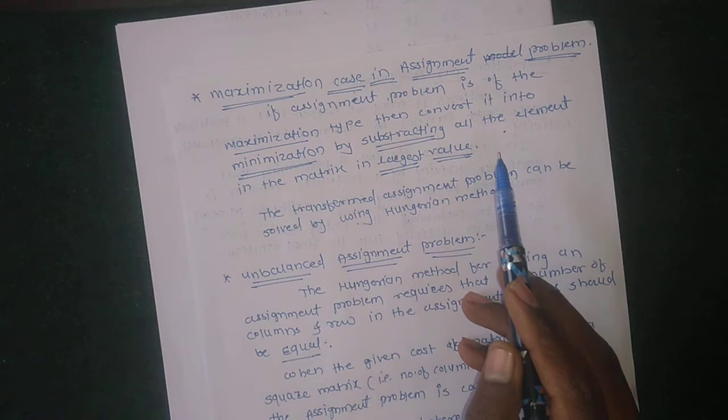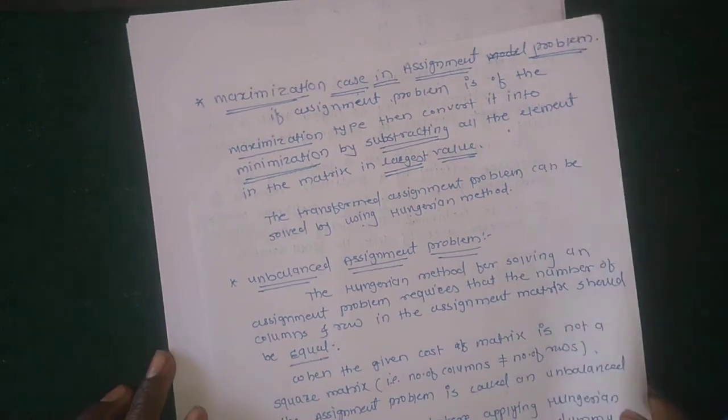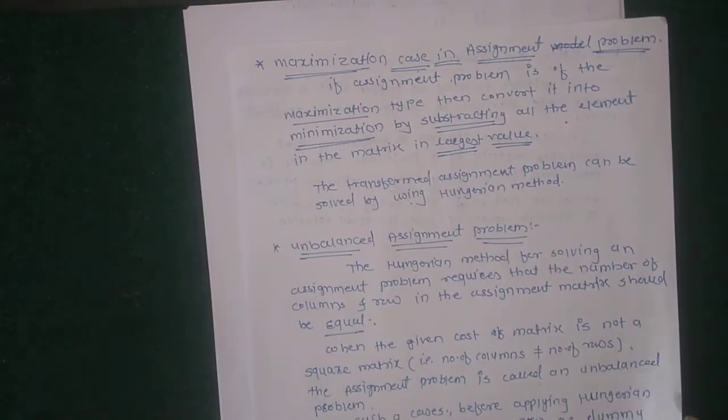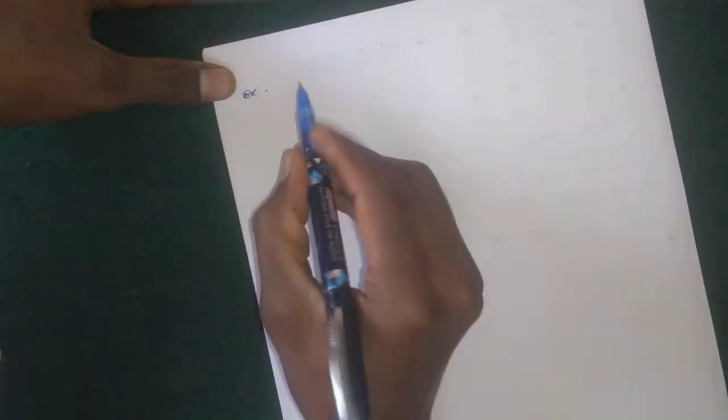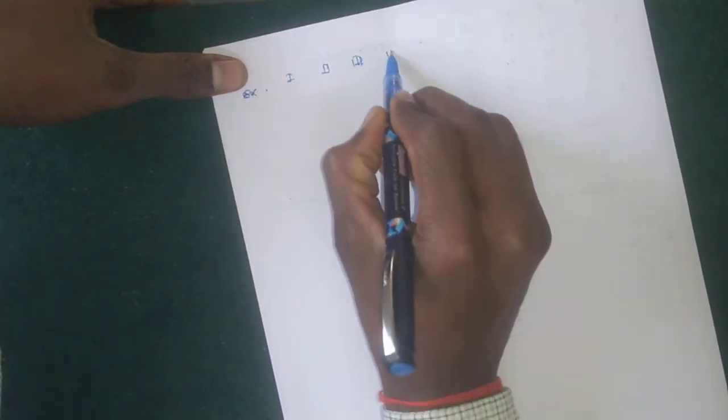Select the largest value in the given assignment model, and subtract all elements from this element. Then we get a reduced matrix of minimized type, and then we solve this matrix by the usual Hungarian method. So here is the maximization type problem, with rows first, second, third and fourth.